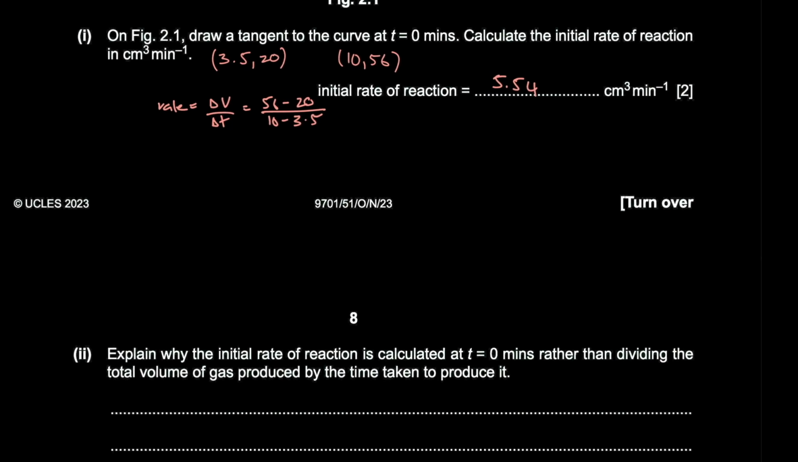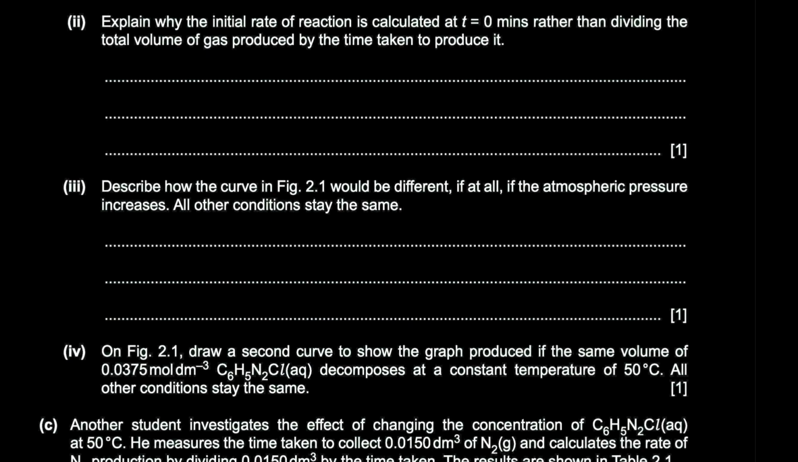Explain why the initial rate of reaction is calculated at t equals 0 minutes rather than dividing the total volume of gas produced by the time taken to produce it. So if you took the total volume of gas and divided it by the time taken to produce it, what would you get? Well, then you get the average or the mean rate of the reaction, right? So this would give the average or mean rate of reaction rather than the initial rate.